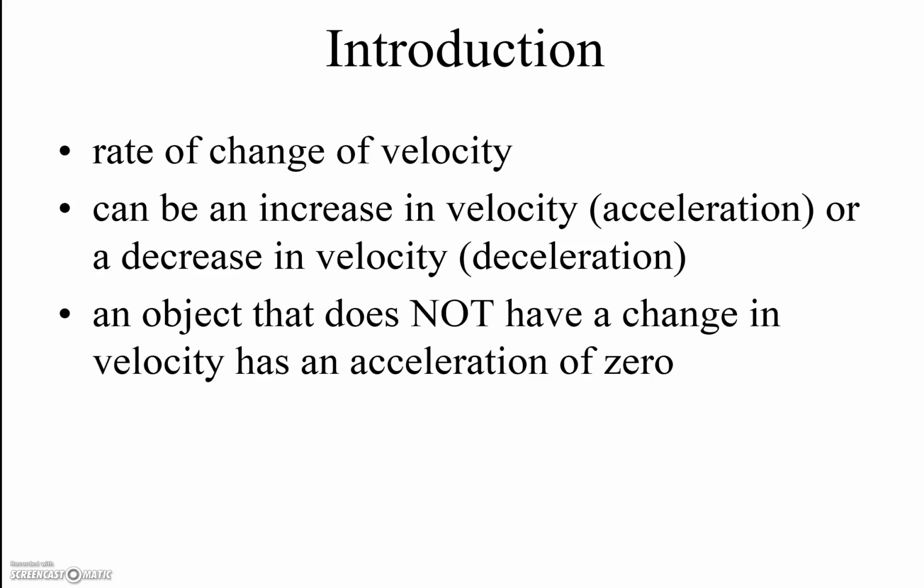An object that does not have a change in velocity has an acceleration of 0. So if we have a car that's moving at 55 miles per hour down the highway, and there is no change in its velocity, so it continues to travel at 55 miles per hour, it is not accelerating, so we say that its acceleration is 0. When we talk about the units for acceleration, we can either write them in terms of meters per second squared, or we can say meters per second per second. They mean the same thing.